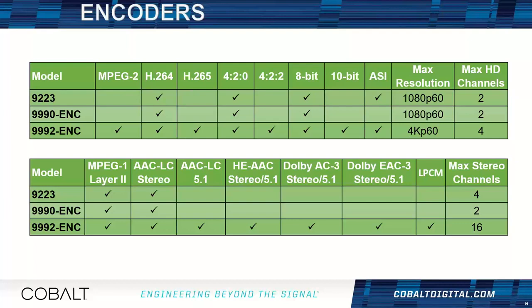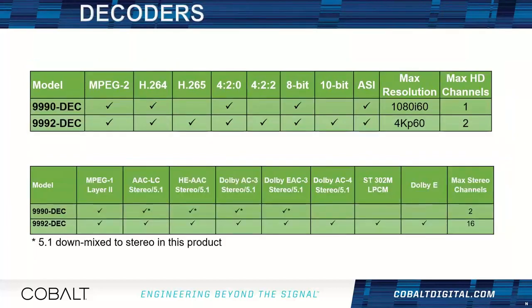It's actually pretty cool because the audio channels float and you can assign them to any of the video channels as you wish. Same thing for decoders. We have the 9990 decoder, the legacy one that does MPEG-2 and H.264. It's a 4:2:0 8-bit decoder with a maximum resolution of HD. And the new 9992 decoder can do everything, including HEVC and 4:2:2 and 10 bits, with a 4K capability or a dual HD.